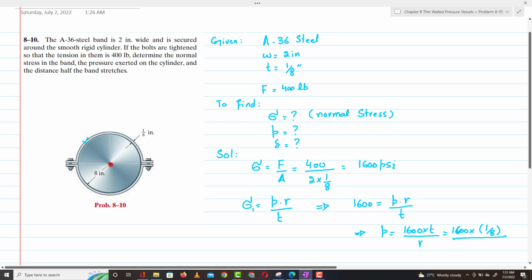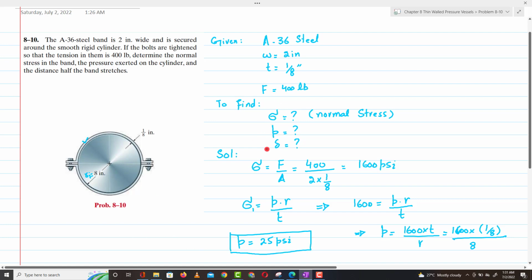So this is 8. This Ri is 8, this is not diameter, this is radius. Ri is 8 inch. So you have to put 8 over here. When you calculate it, you will get the internal pressure, or pressure exerted on the cylinder, that is equal to 25 psi. So this is the answer of part B.